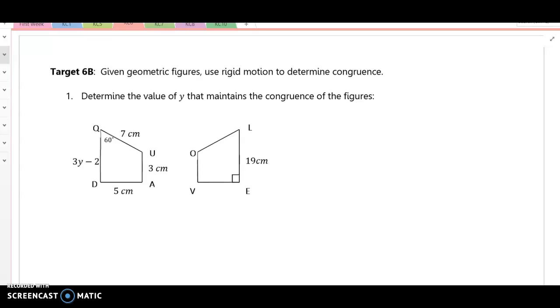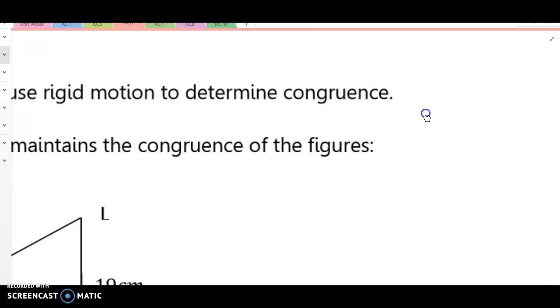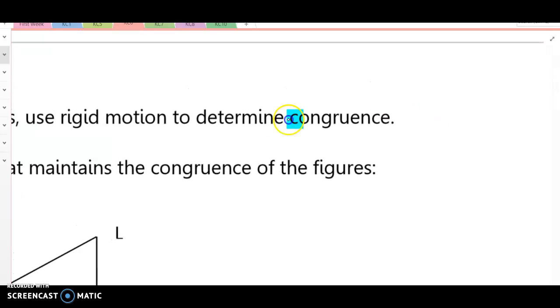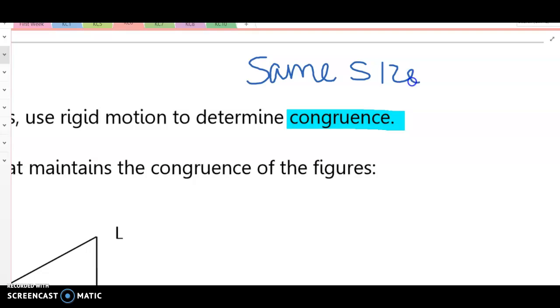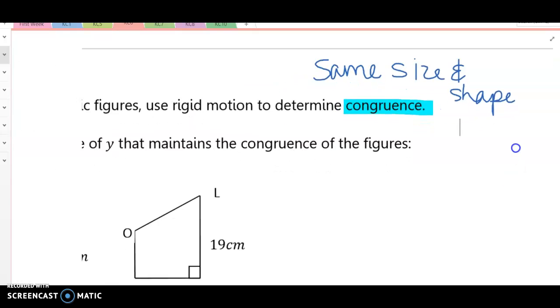We're doing retakes, people. Okay, so we're on target 6B, which says given geometric figures, use rigid motion to determine congruence. So remember that the word congruence means same size and shape. Okay, so same size and shape.